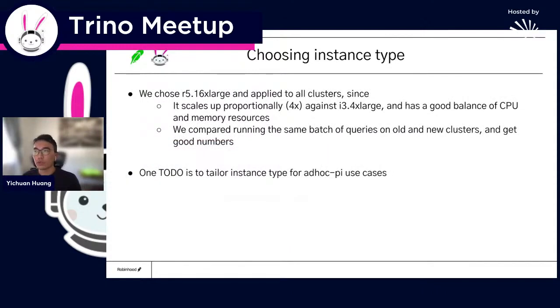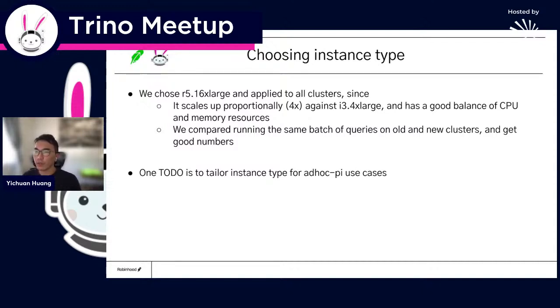So the next step was to choose which instance type to use. After some evaluation, we chose R5.16XL and applied it to all the clusters, for several reasons. One is that it scales up proportionally, which is 4x the total resources compared to i3.4xlarge. And it has a good balance of CPU and memory. So we basically 4x vertically scaled the instances to make sure our queries all run fine in that condition.